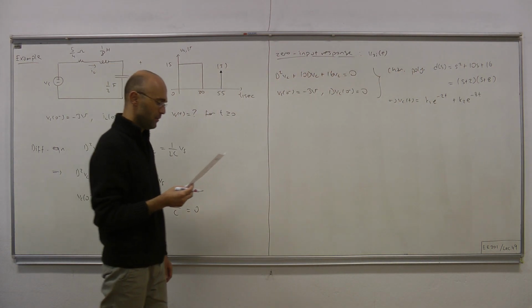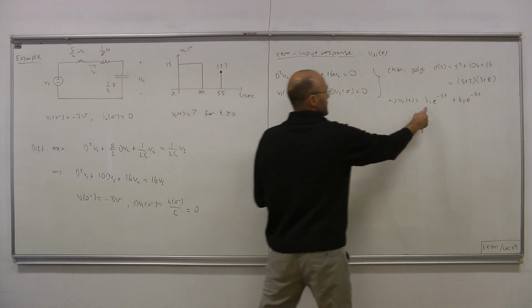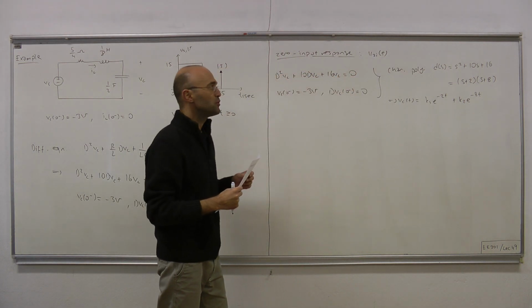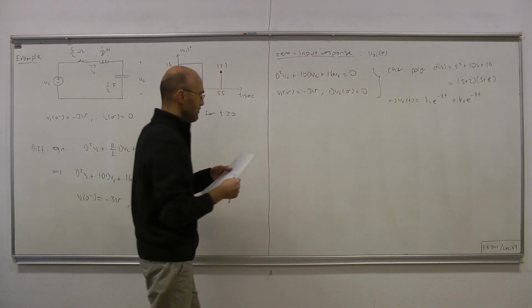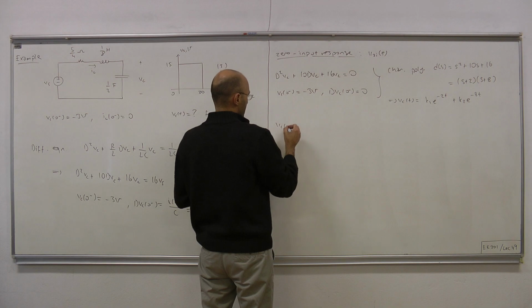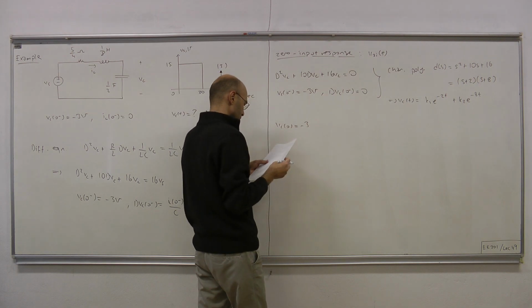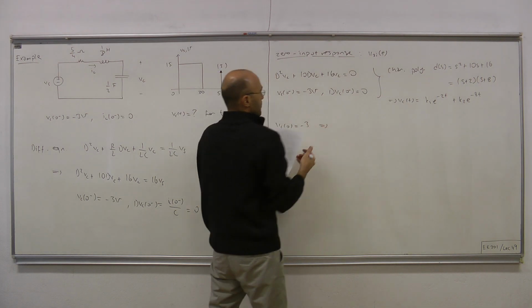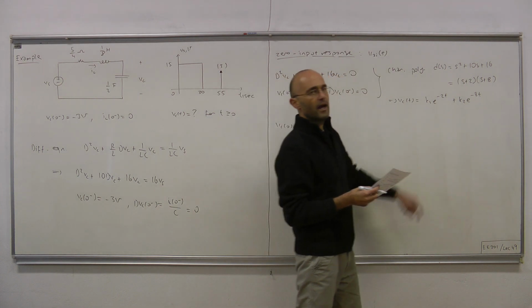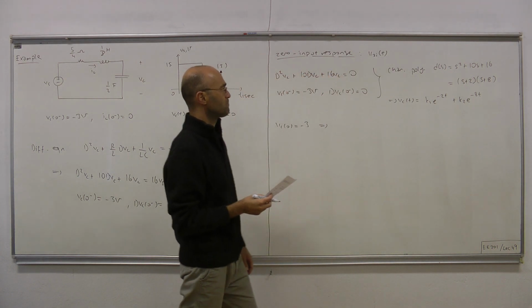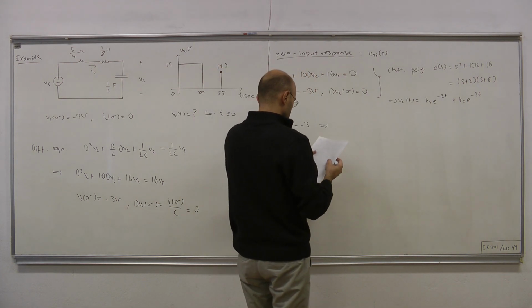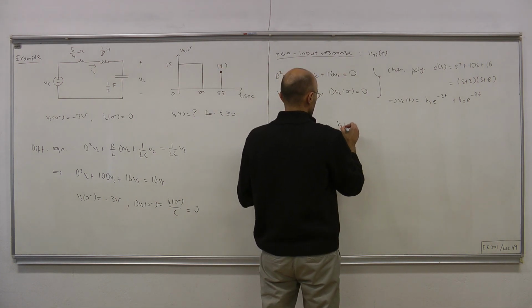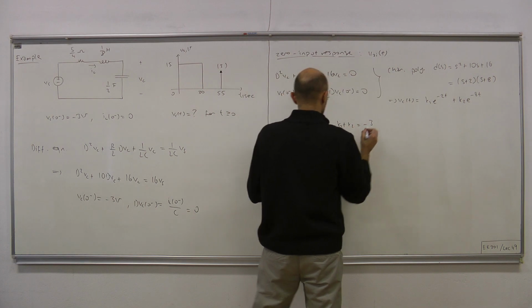Okay, the overdamped response. Now let's figure out K1 and K2, which we do by using the initial condition constraints. Vc(0) is -3. Plugging in t equals 0, what remains must equal -3, so that yields K1 plus K2 equals -3.